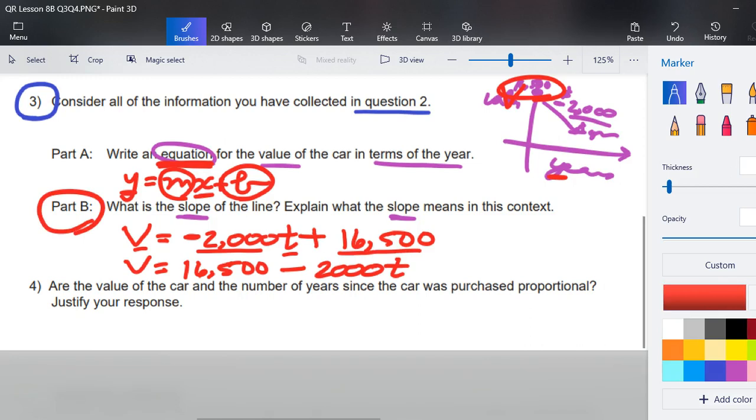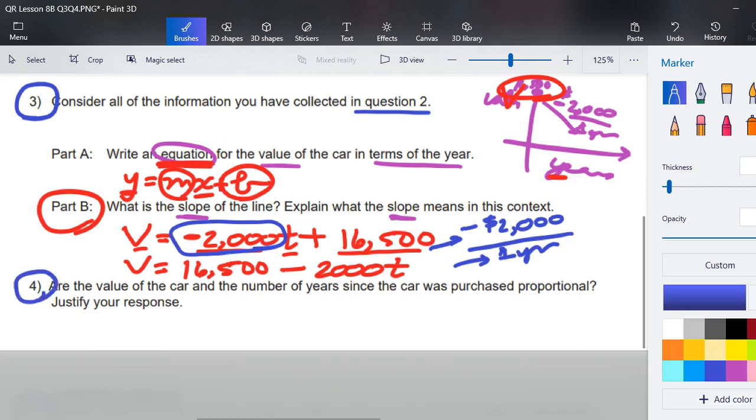So now part B does ask us, what is the slope? Well, the slope is right here. And the slope meaning in context looks something like this. In words, we could say that for every year that you own the car, the value will decrease $2,000, or you could switch it around. Your car is going to lose $2,000 for every year that you own it.